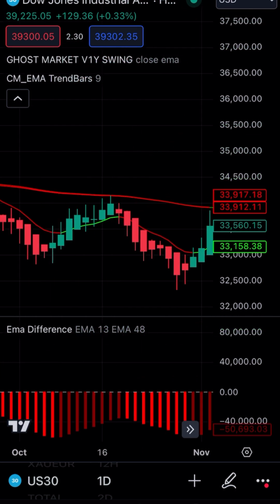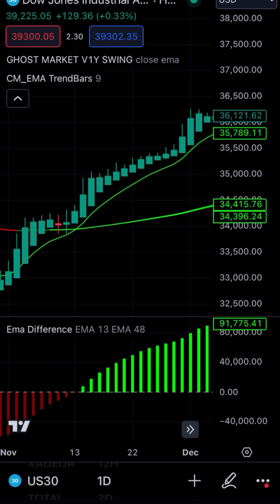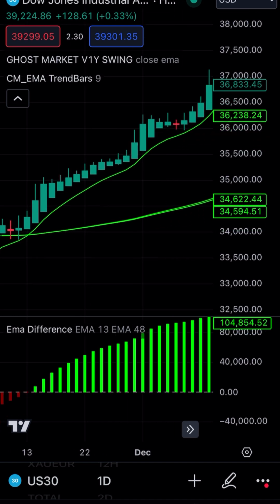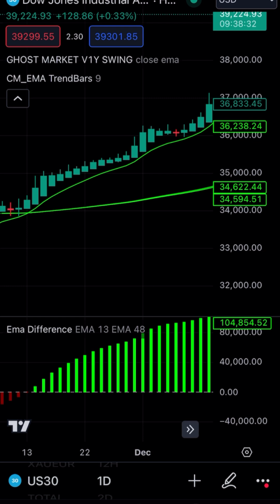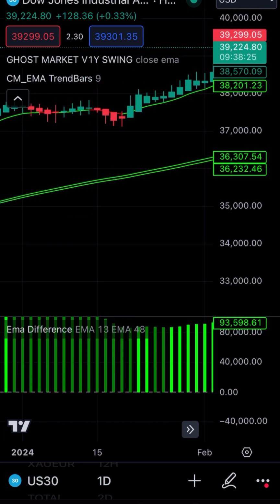So that's how you do it when it goes up. And then when it goes down, you look for the 9 and 90.95 to cross on the longer time frame, and then you just focus on all the moments with the 30 and 48, with it going light green or light red.